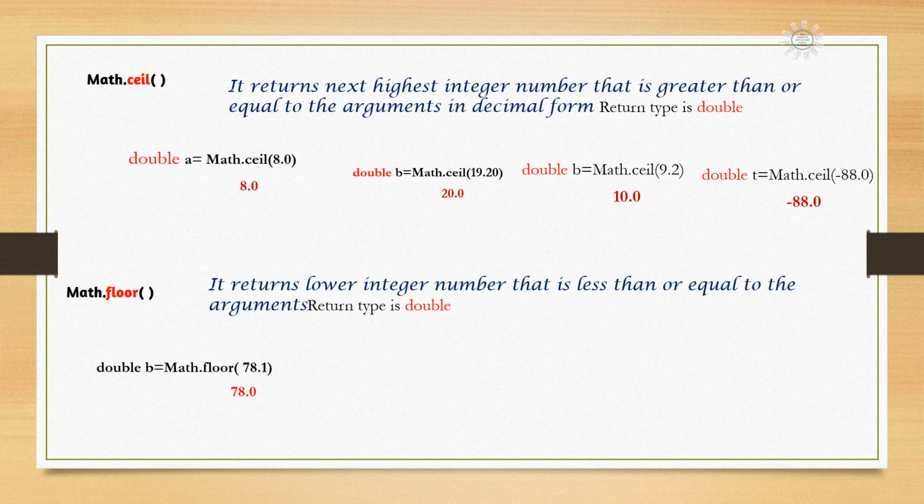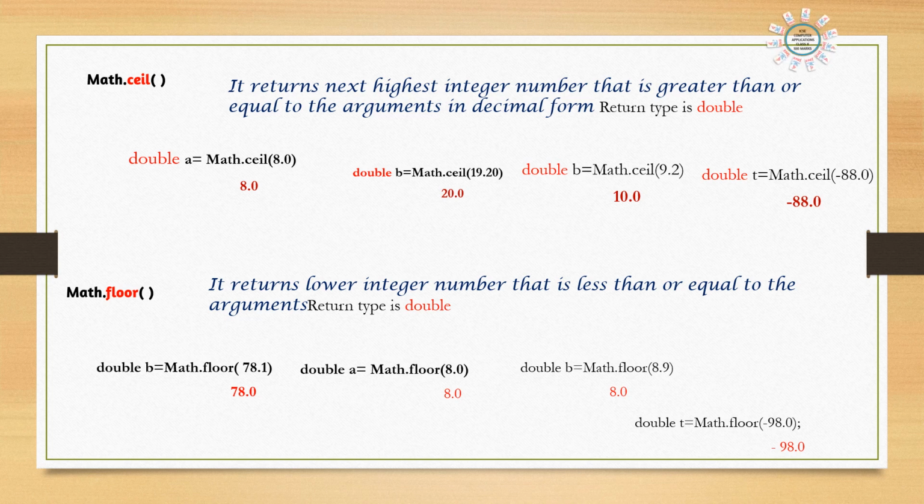The return type is double here also, 78.1. If we compare 78 and 79, 78 is the smallest number, so 78.0. 8.0 has no difference in the answer. 8.9 gives 8.0 as the answer, and a negative number also gives a negative answer, but 0.0 will give the same answer. Here either the same number or the lowest number will come as the answer in math floor.